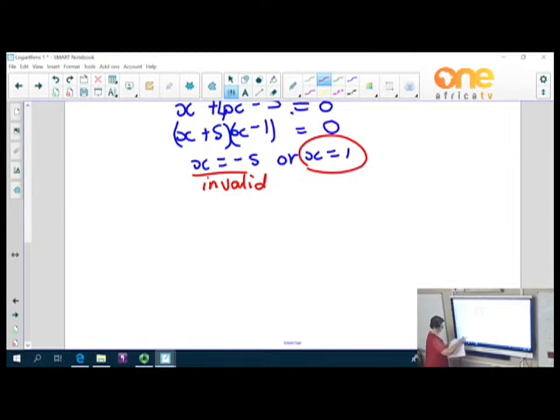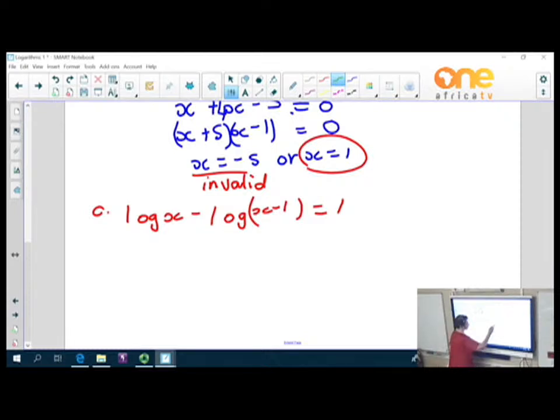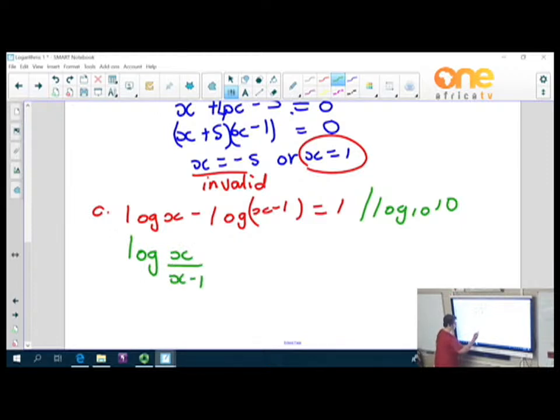Then the next one, log x minus log of x minus 1 is equal to 1. Can I use log laws? No. I need to change this one. So this one is log base 10 of 10. My base is 10. 10 to the power of 1 is 10. So now I can apply my log laws, log of x divided by x minus 1, I'm dividing because it's subtraction, is equal to log base 10 of 10.